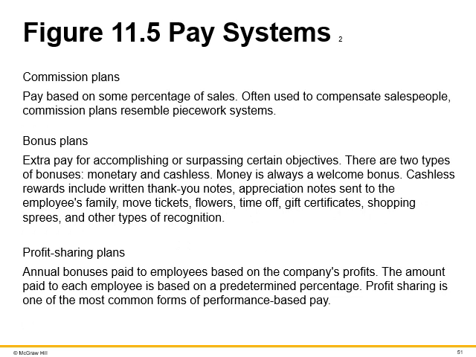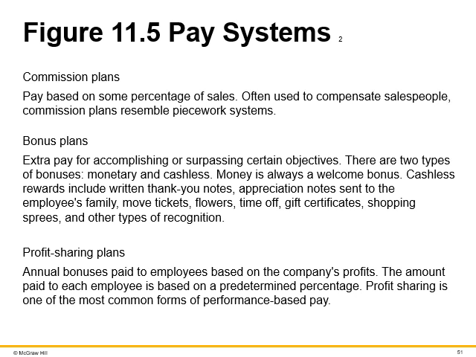Another type of pay system is commission. That's pay that's typically used for salespeople. So you get paid based on some percentage of your sales. And that incentivizes salespeople to work harder.